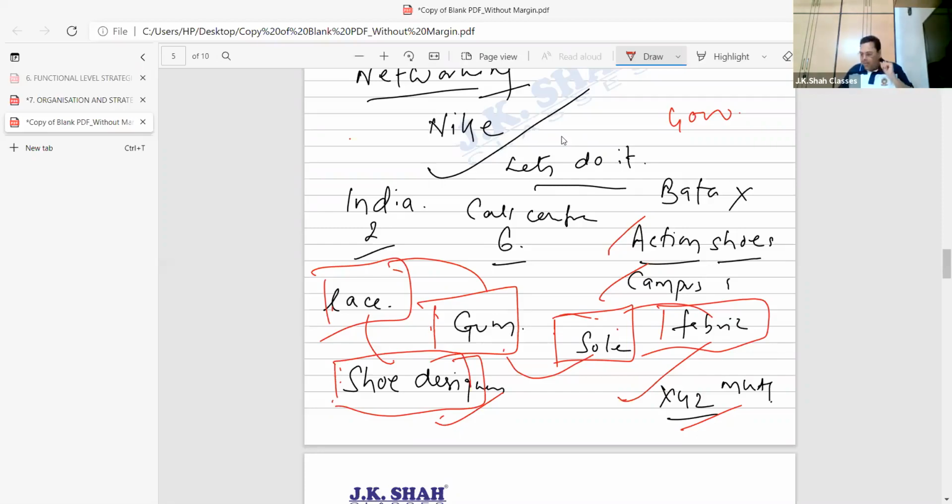Now there is a problem here, bacha. The Sindhi is so intelligent that the Sindhi can say, papad, I now know how to make shoes. I know now how to make shoes. So I learned everything from Nike.